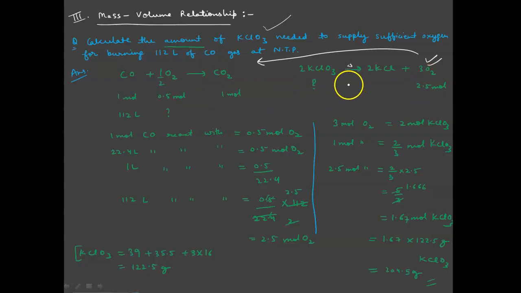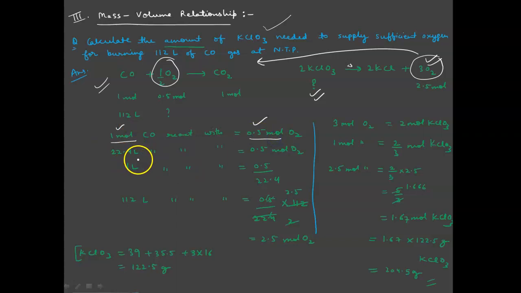In both the reactions, we have a common link, oxygen. Here is the oxygen, here is the oxygen. If we calculate the oxygen, we can calculate from this equation. If we calculate the oxygen, we will calculate from this KClO3. So first of all, we will calculate oxygen. In this question, this is 1 mole, this is 0.5 mole, this is 1 mole. So 1 mole reacts with 0.5 mole.